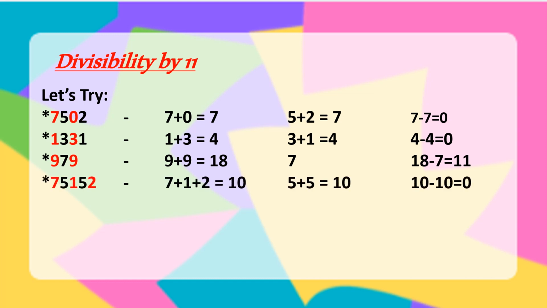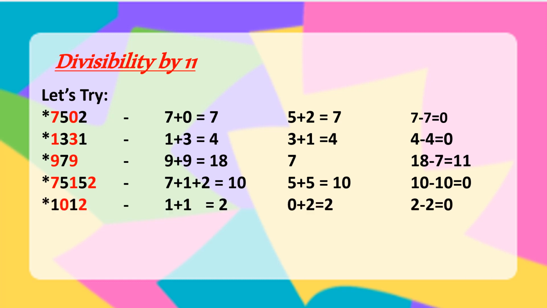Okay, another example. 75,152. The digits in the odds place are 7, 1, and 2. If we get the sum of that, it will give you 10. Then, the digits in the evens place are 5 and 5. The result is 10. And then, subtract. 10 minus 10 will give you 0. It means that 75,152 is divisible by 11.